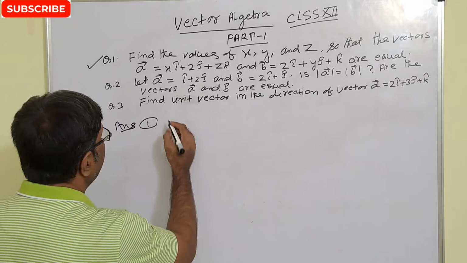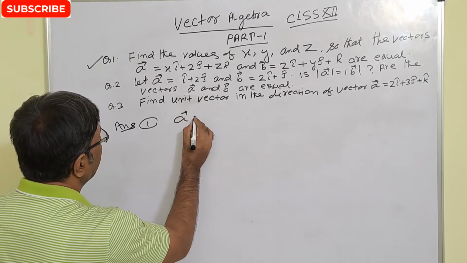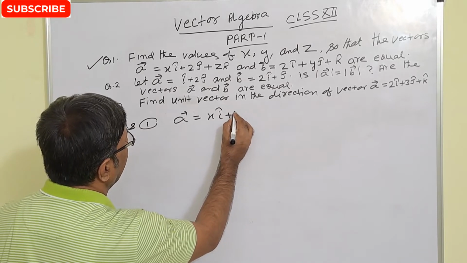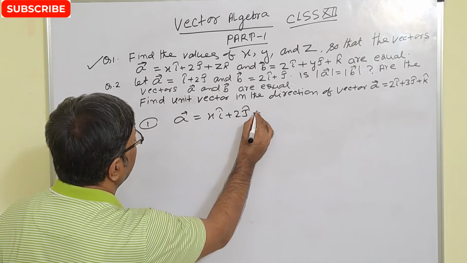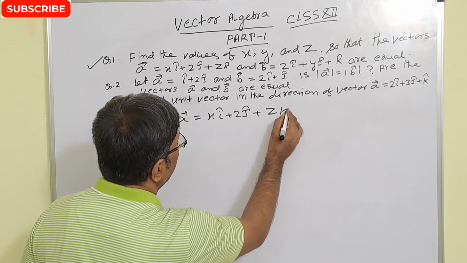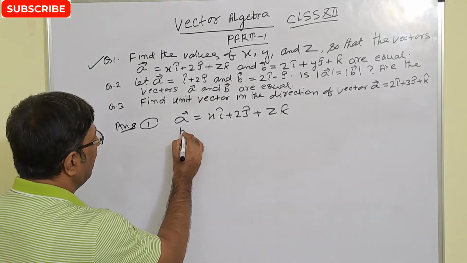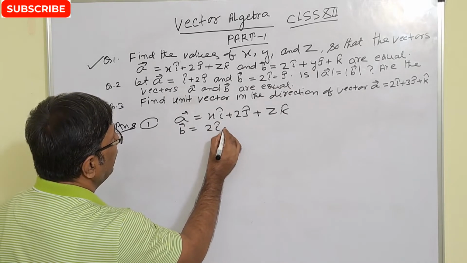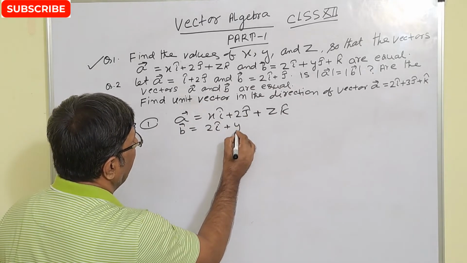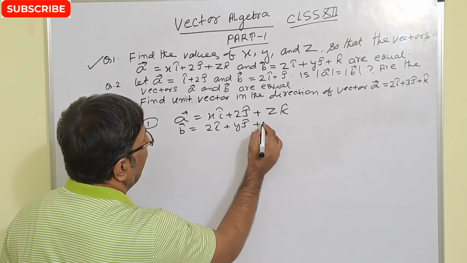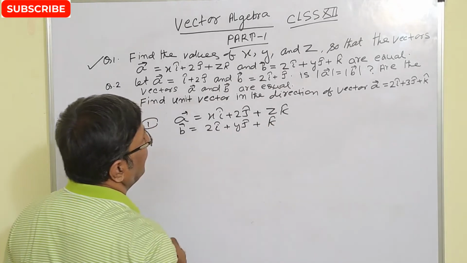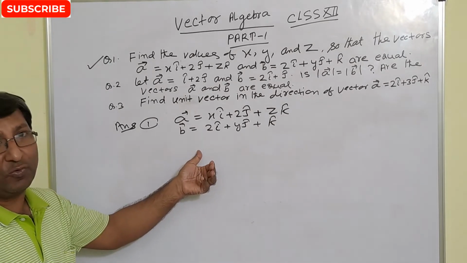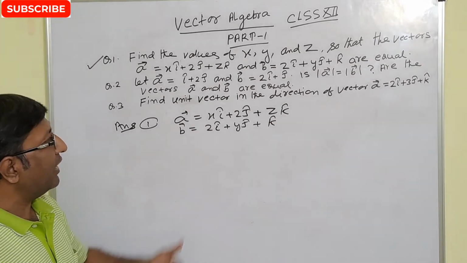So A vector is given what? That is x into unit vector I plus y unit vector j and z unit vector k, and B vector is given what? That is 2i unit vector and y j unit vector and k unit vector, right? Now we have to find, both the vectors A and B are equal. Then we have to find the value of what?